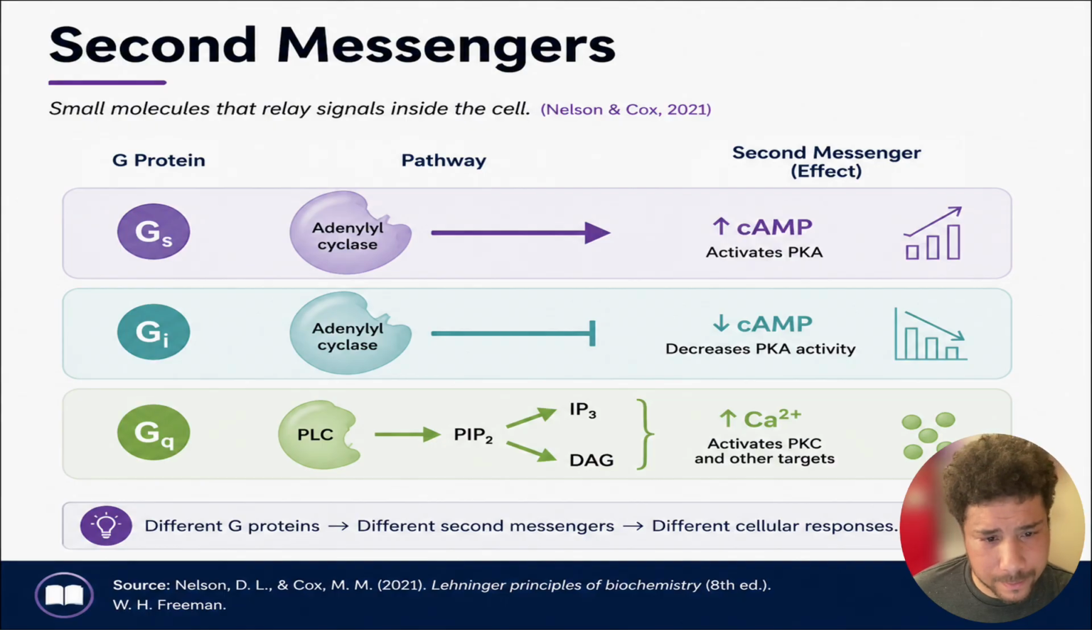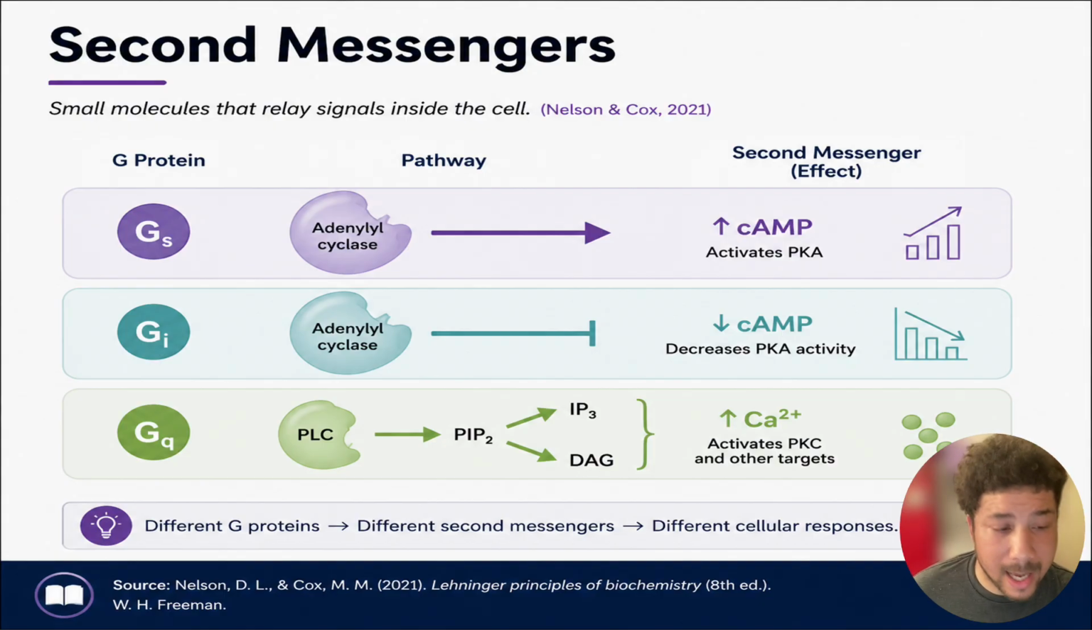Because different G proteins produce different second messengers, and different second messenger proteins produce different cellular responses. The second messenger does not determine the response by itself. The response depends on the signaling network present in the cell. Second messengers also create amplification. One activated effector enzyme can generate many second messenger molecules. Those molecules can activate many kinases, and it goes on and on.